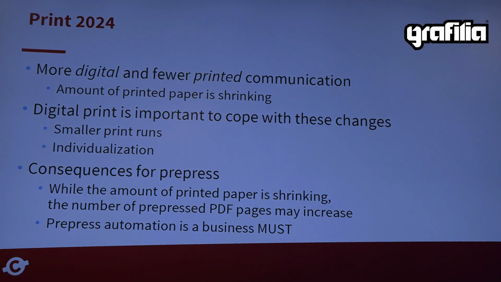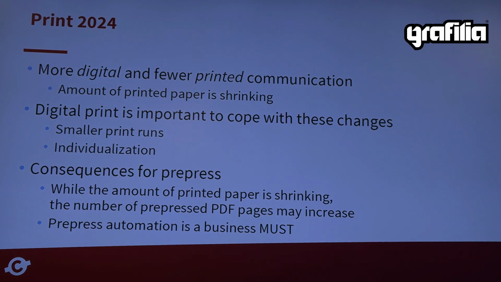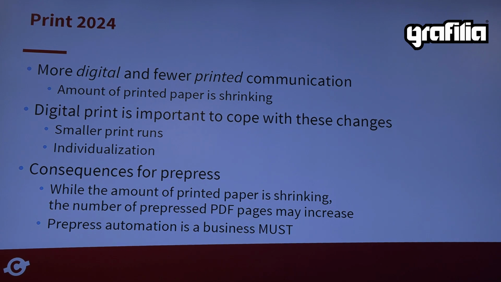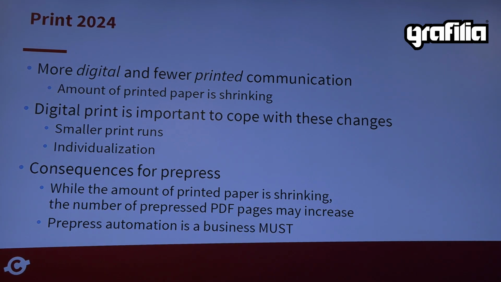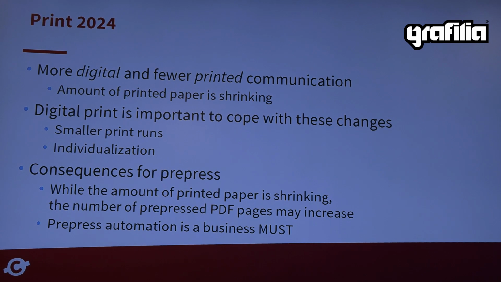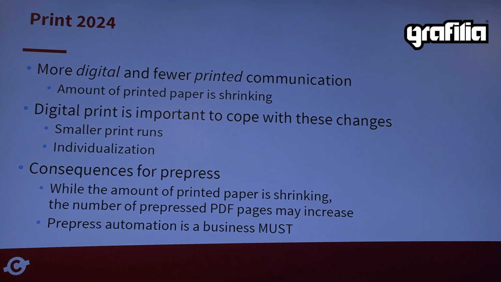Luckily, we have digital printing machines, and that helps us to cope with these changes. So we can, with digital printing machines, do smaller print runs. We can even go down to a print run of just one sheet, one substrate being printed individually with content. What does it mean for prepress? That is our topic here.